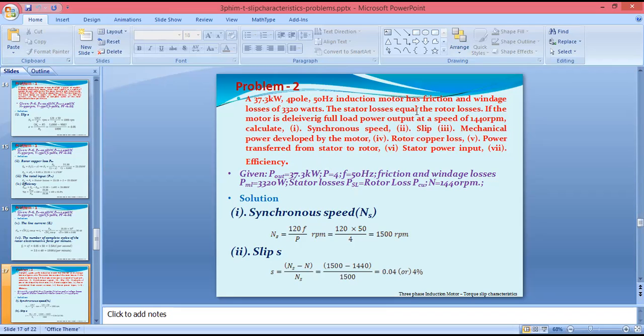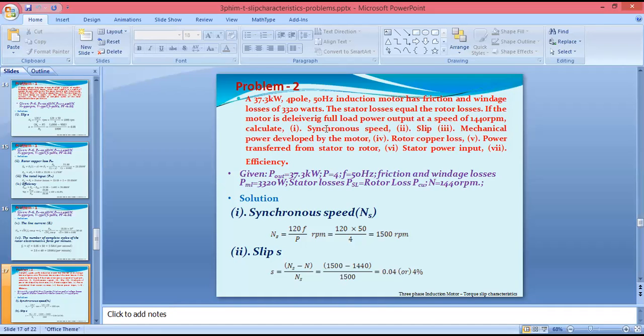Stator losses equal the rotor losses. It means you can directly write P2 equal to PS, that is stator loss, or you can take PSL, and rotor loss that will be P2. Or you can take PCU also, because copper is in the rotor. If the motor is delivering full load at a speed of 1440 rpm, you can take capital N equal to 1440 rpm.